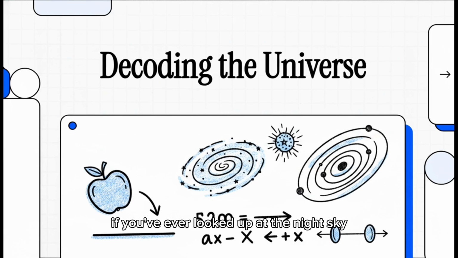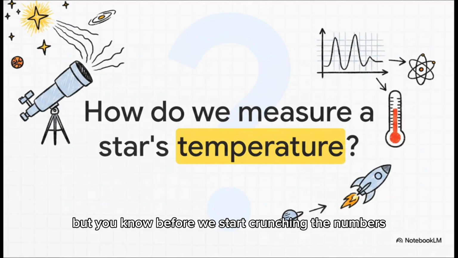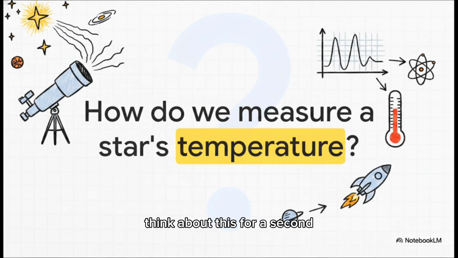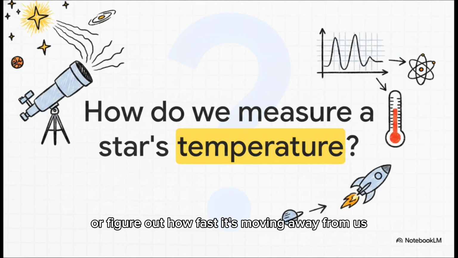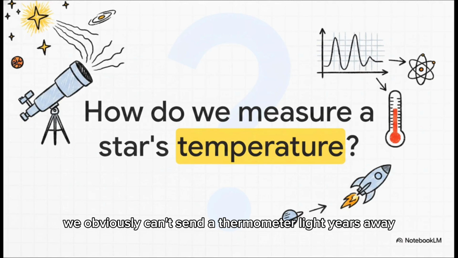If you've ever looked up at the night sky and wondered exactly how it all works together, you are definitely in the right place. But before we start crunching the numbers, think about this for a second. How do we measure the temperature of a star we can never actually touch? Or how do we know what it's made of? Or figure out how fast it's moving away from us? I mean, we obviously can't send a thermometer light years away.